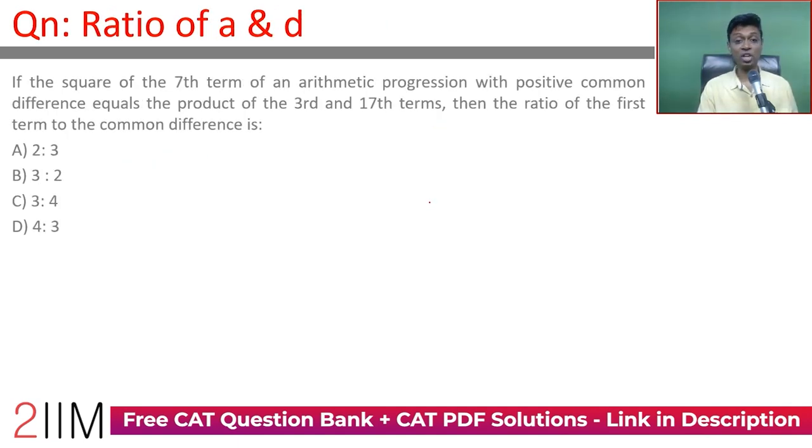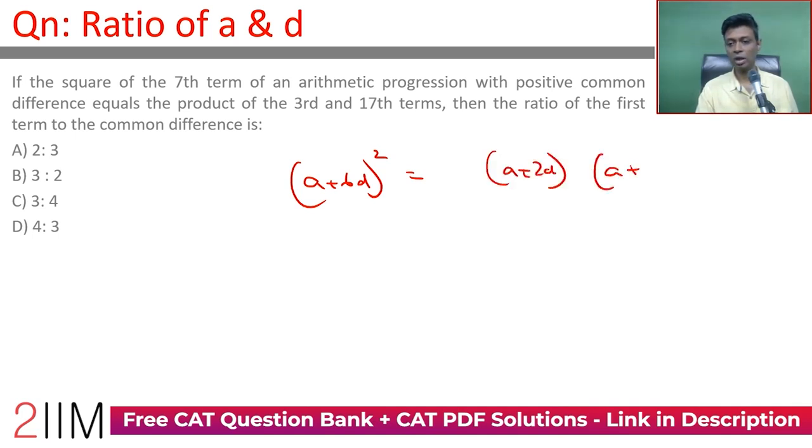If the square of the seventh term in an arithmetic progression with positive common difference equals the product of the third and 17th terms, then find the ratio of the first term to the common difference. Seventh term of an arithmetic progression, (a plus 6d) whole square equals (a plus 2d) into (a plus 16d). Then we need to find a by d.